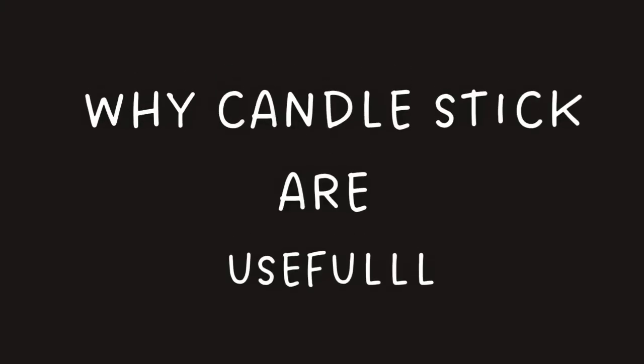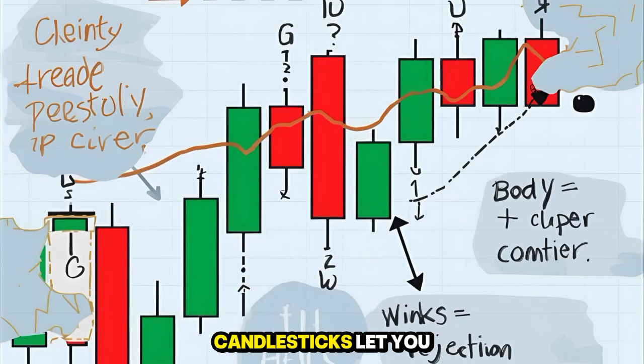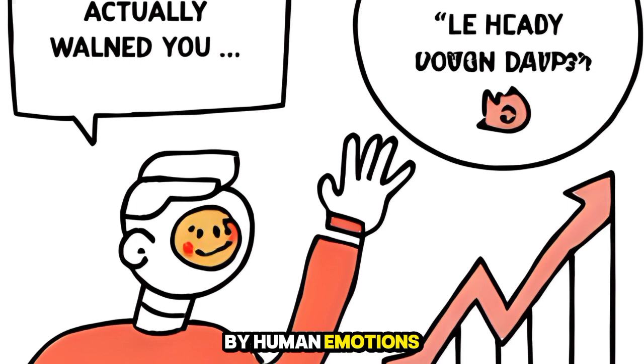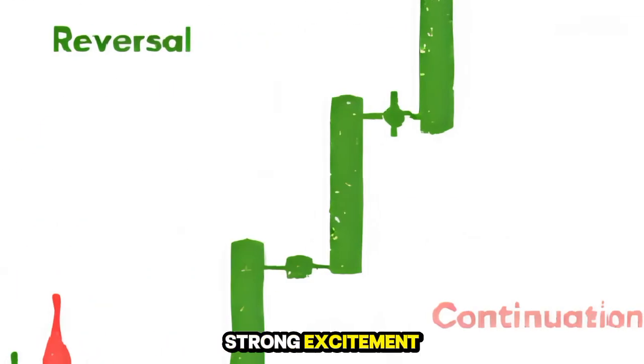Why candlesticks are so useful. Candlesticks let you see what traders feel. Markets are moved by human emotions: excitement, fear, greed, hesitation. Each candle shape reflects those emotions in action. A long green candle often shows strong excitement. Buyers are confident and pushing upward.